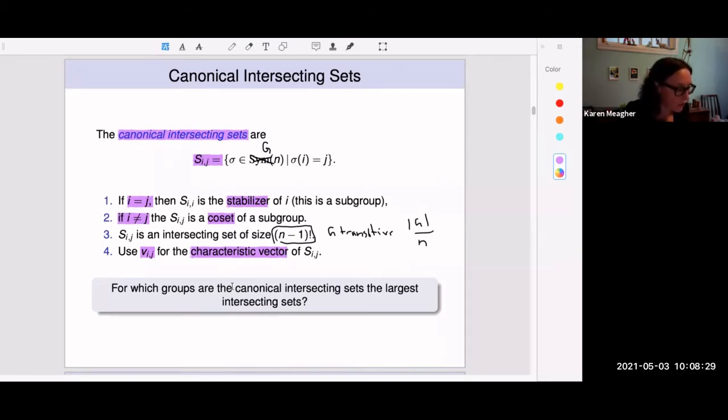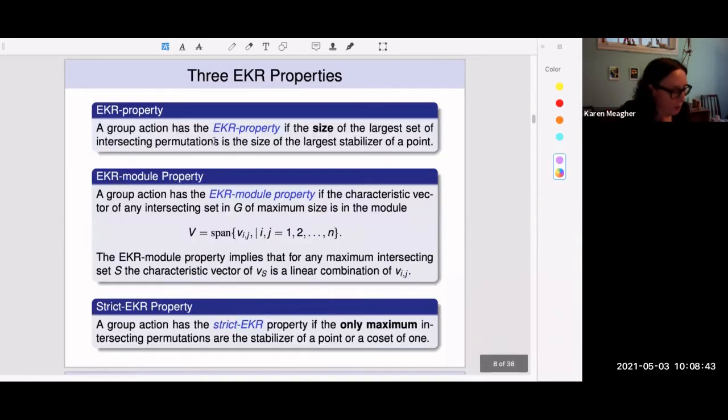Okay, so I've got these beautiful canonical intersecting sets. One of the key questions is, when are the canonical intersecting sets the largest intersecting sets for a group? So I've defined a bunch of properties. The first one's the EKR property. It has to do with the size. So I'll say that a group, and I should be a little careful, I'm lazy and I keep saying a group, but the group has to have an action. So a group action has the EKR property if the size of the largest set of intersecting permutations is the size of the stabilizer of a point. And I said a largest stabilizer of a point, but mostly I just think about transitive groups, so that doesn't matter.